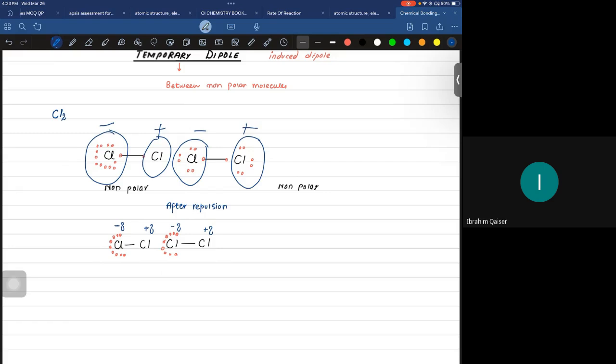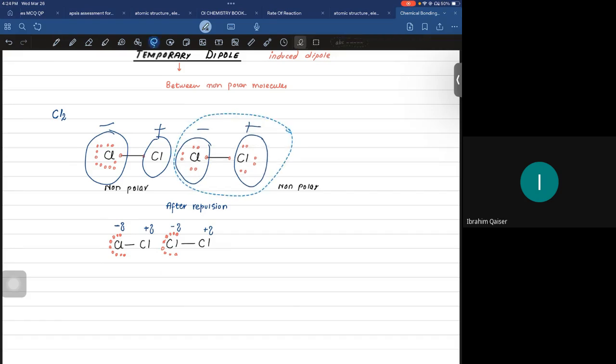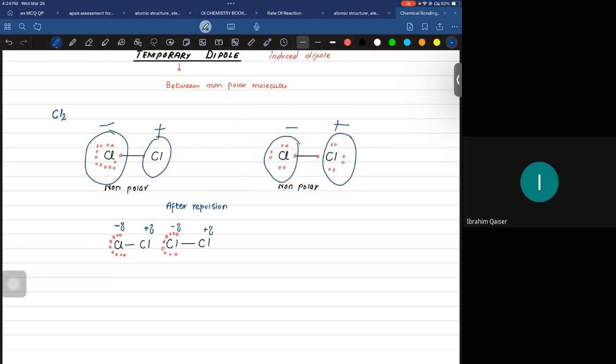would be bearing a partial negative charge. And remember, whenever you bring them close together, at that time they behave like a polar molecule. But when you move them apart, they come back to their original position. This is a very important question. Remember, it depends on how close they are to each other. That's the reason I was saying this is a temporary dipole.